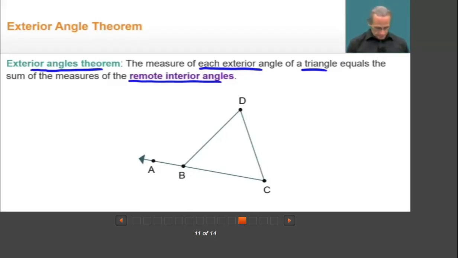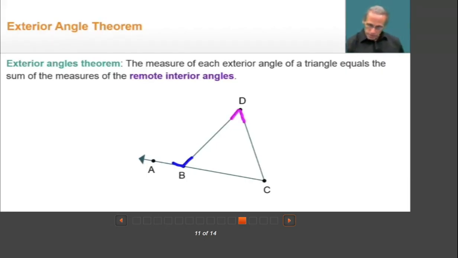a triangle. In other words, in this particular diagram, the exterior angle is angle ABD, while the two remote interior angles would be angle BDC and angle DCB. Well, let's go ahead and walk through an informal proof of this. And the first thing I'm going to do is just label angles for simplicity 1, 2, 3, and 4.